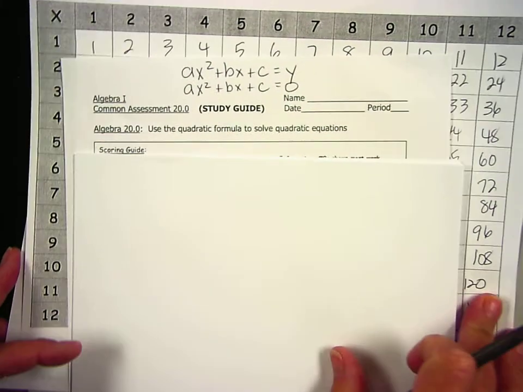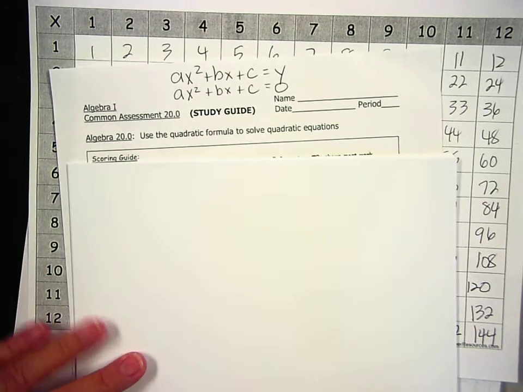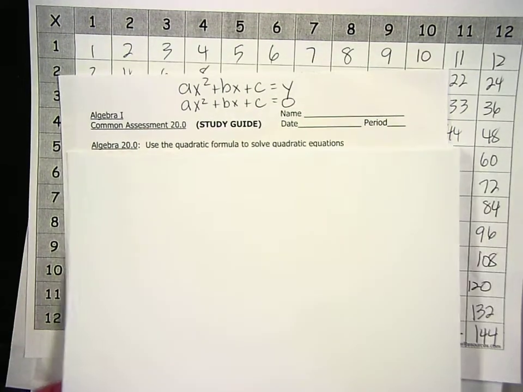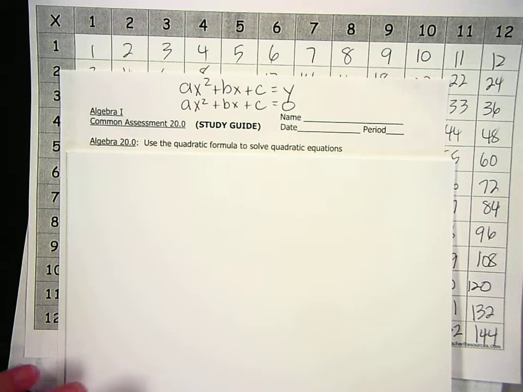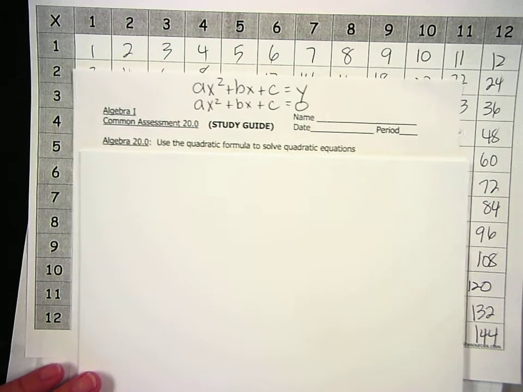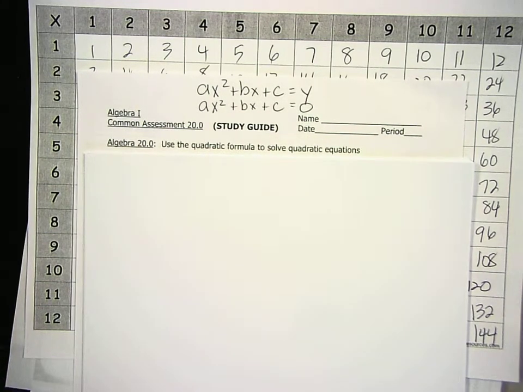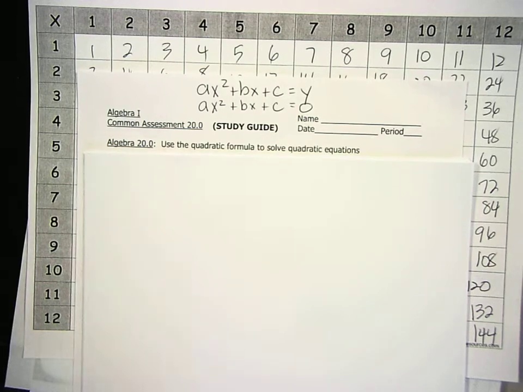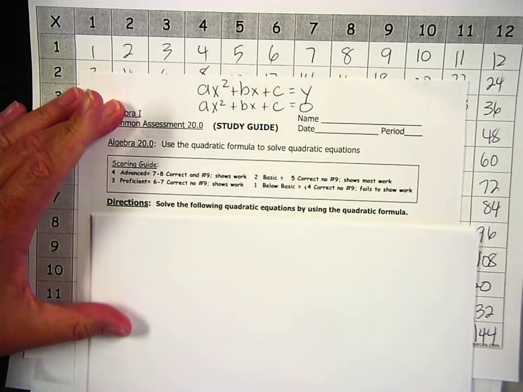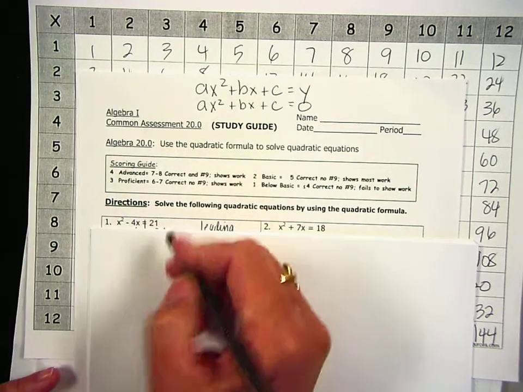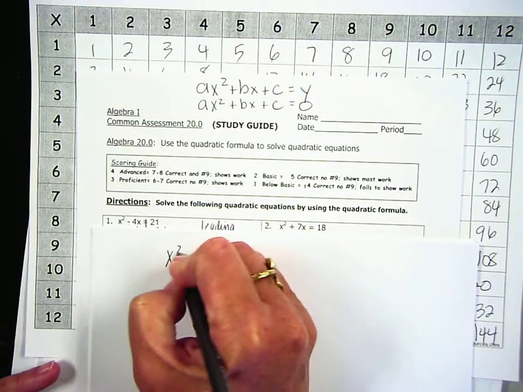Okay, we are going to do Study Guide 20.0, and Algebra 20.0 says use the quadratic formula to solve quadratic equations. So, the first problem is x squared minus 4x equals 21.